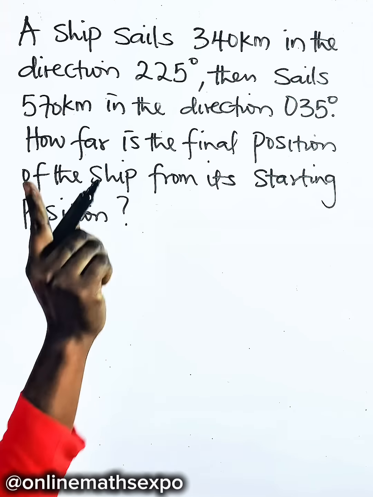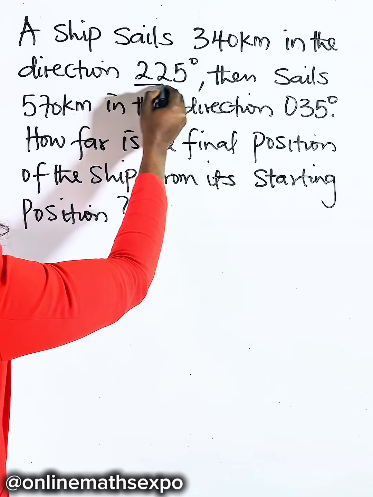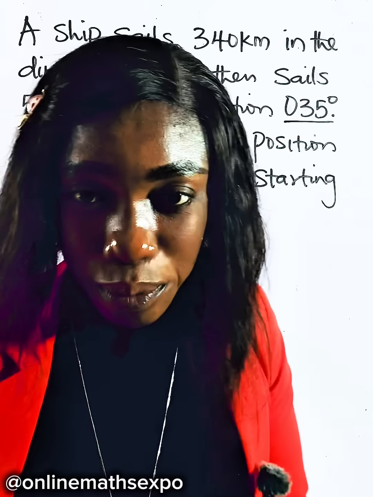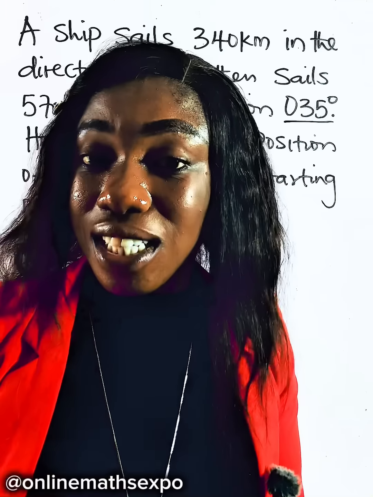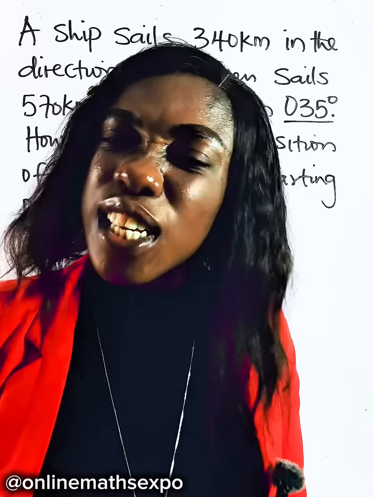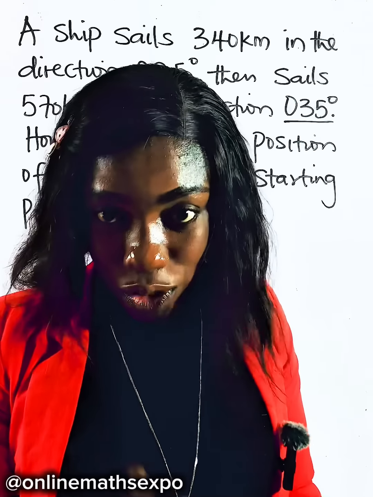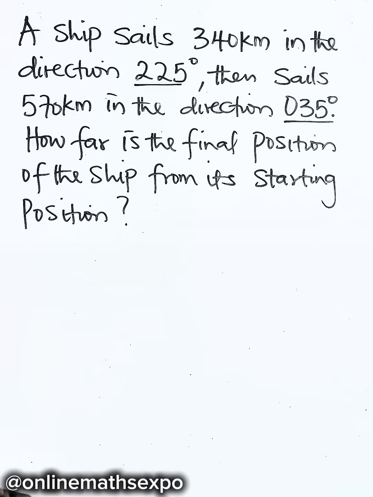Now, when you look at this, quick reminder, you see this angle, it shows you the type of bearing. It means this is three-figure bearing. And one thing about it is that for every three-figure bearing, it must start from the North Pole and go in a clockwise direction. Very important. So what do you do?